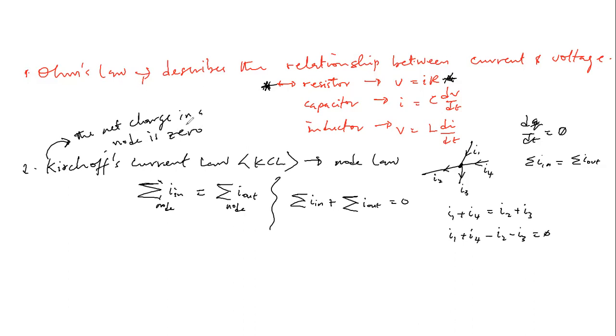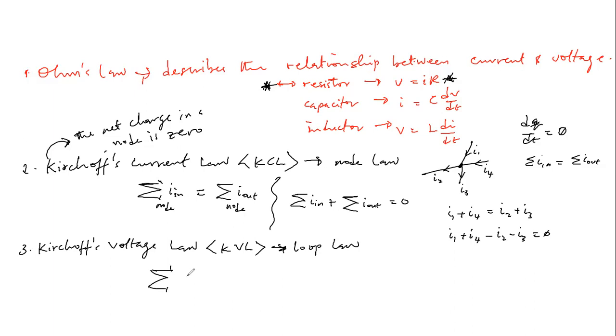Then the third foundational law is Kirchhoff's voltage law, which we call KVL, and this we call the loop law. It says that the sum of voltage drops across all the elements in a loop is the same as zero. So this is a statement of conservation of energy. Whereas Kirchhoff's current law is a statement of the conservation of charge.